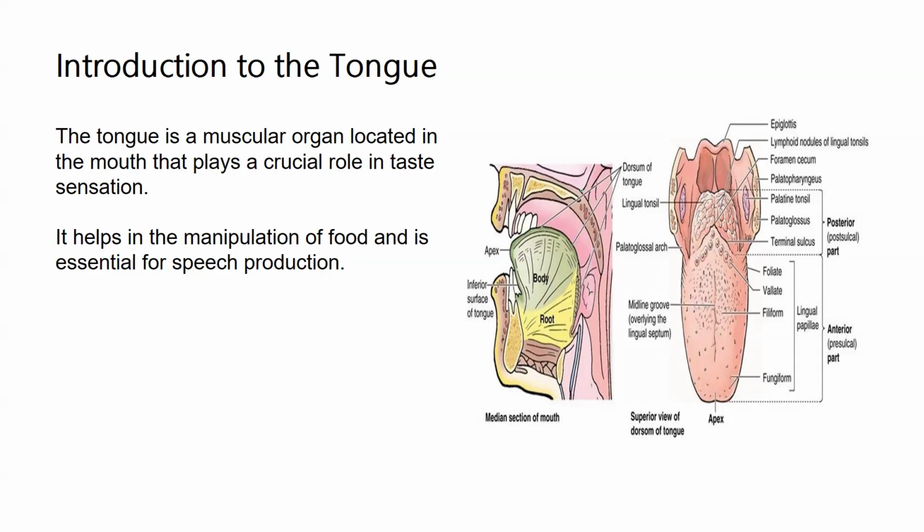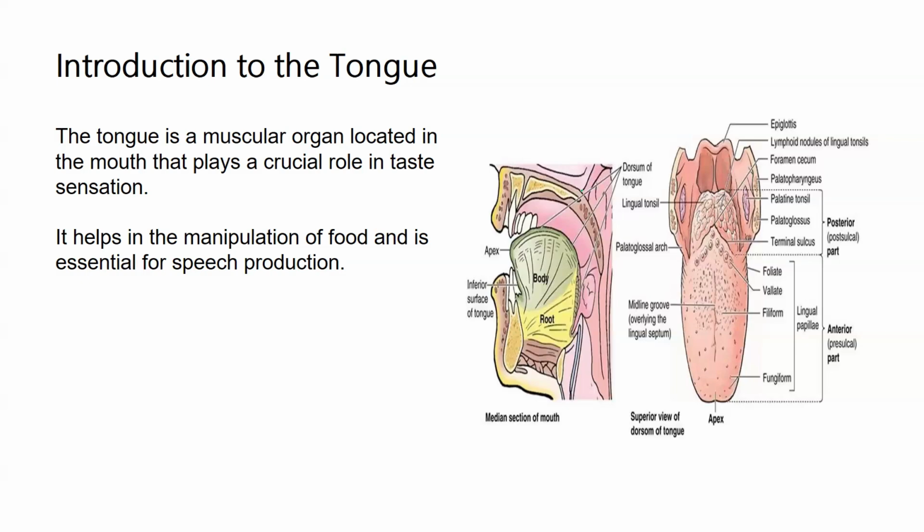You can see we have anterior and posterior parts, and we also have the apex. And of course, in the anterior part, we have foliate, vallate, filiform, and fungiform. These are the four different components, or regions, found in the anterior part of the tongue. Please don't forget about it, ladies and gentlemen. These are the components that are found in the anterior part.